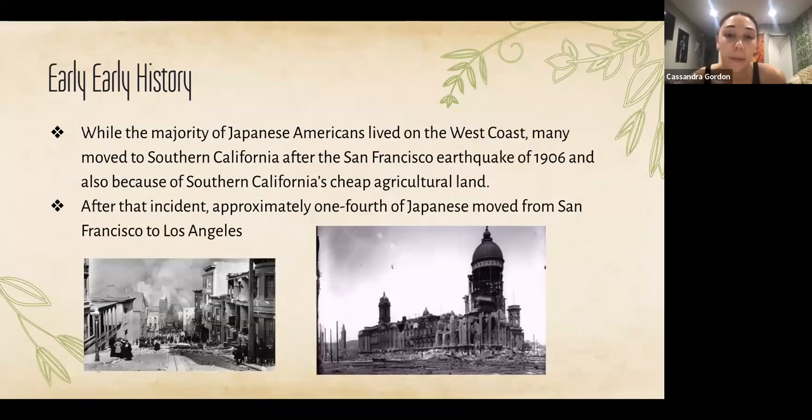While the majority of Japanese Americans lived on the West Coast, they moved to Southern California after the San Francisco earthquake of 1906 and also because of Southern California's cheap agricultural land. After that incident, approximately 1/4 of Japanese moved from San Francisco to Los Angeles.